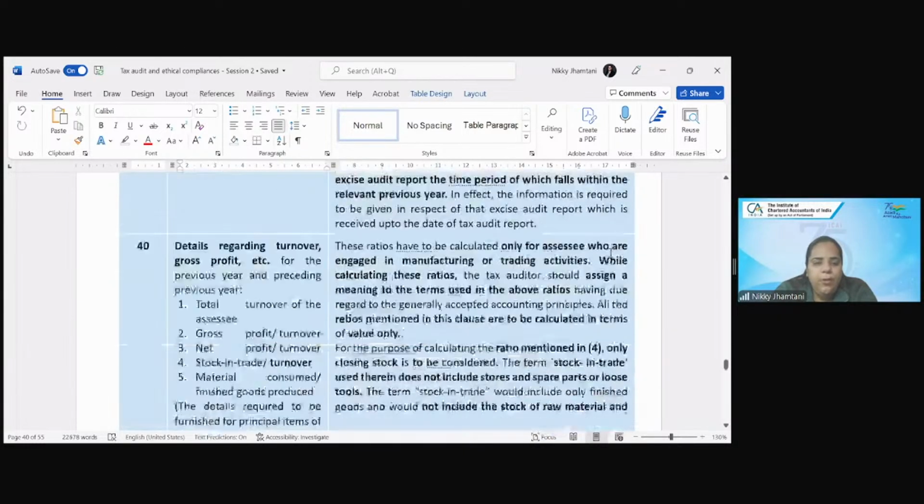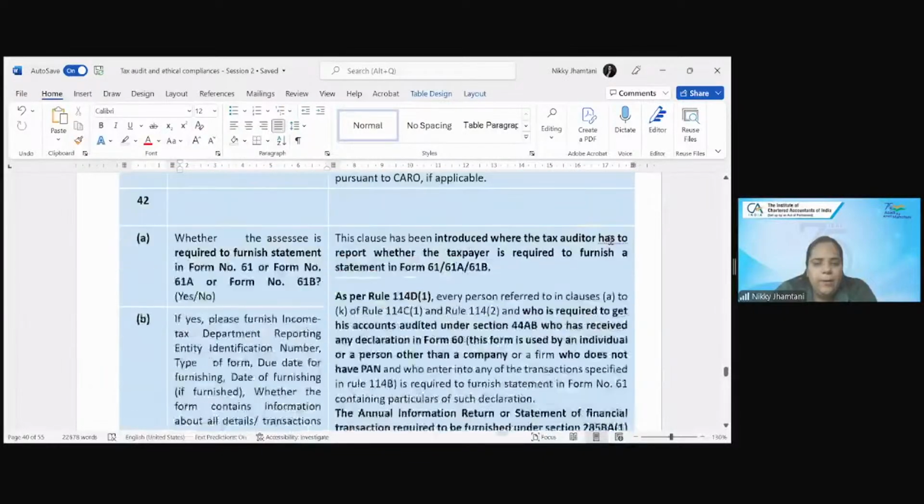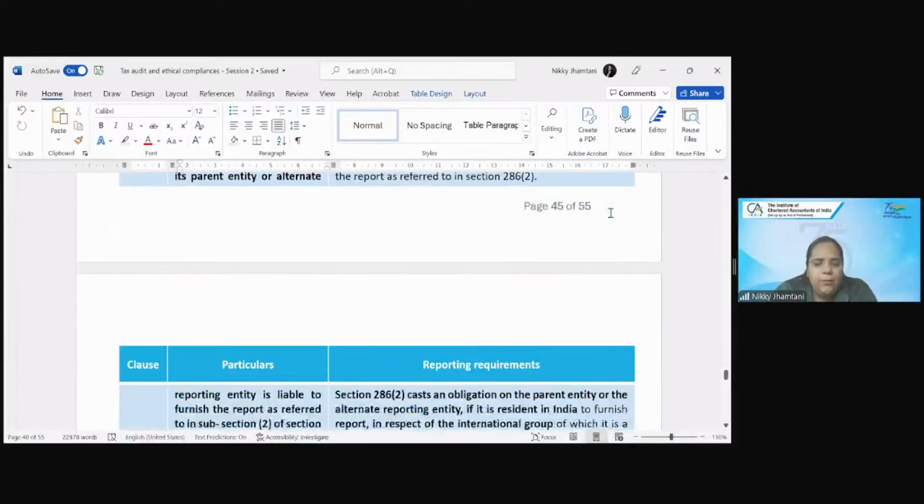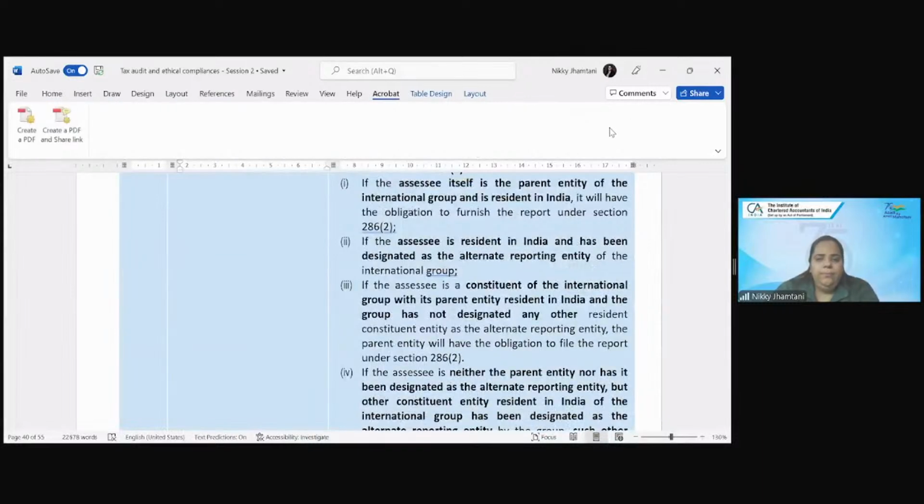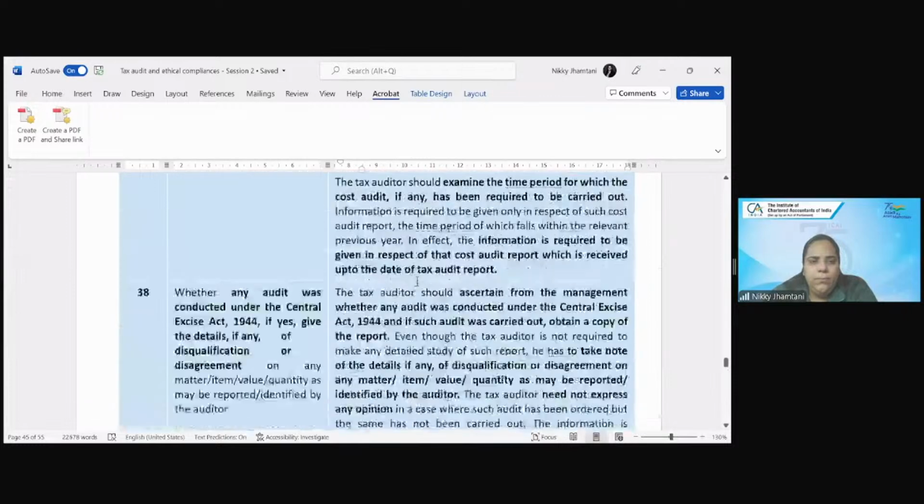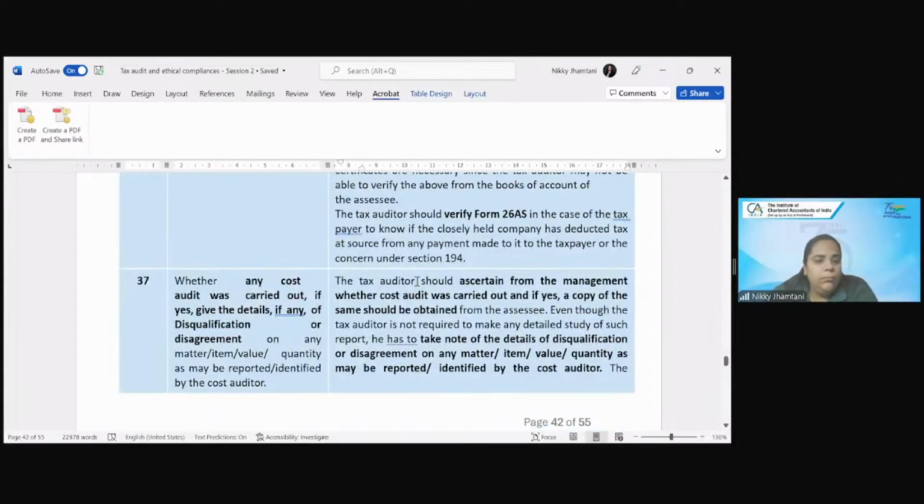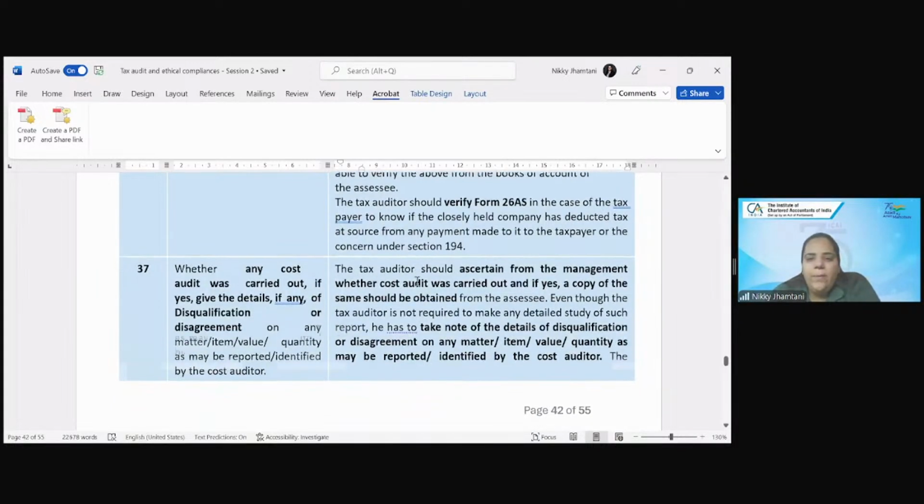Then we have clause 37, 38. (37) Whether any cost audit was carried out. If yes, give the details, if any, of disqualification or disagreement.